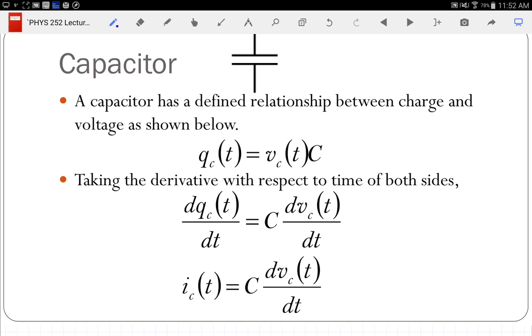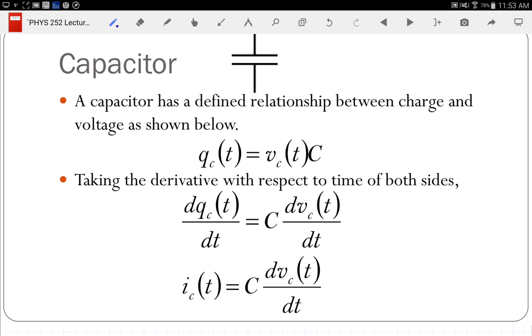And so, yes, technically there's no current between the plates, but there's current coming to one side and leaving the other side. And we just say, okay, it's the current of the capacitor, there's the current coming in one side and leaving the other side. And we just don't worry about the fact that there's no current between the plates.